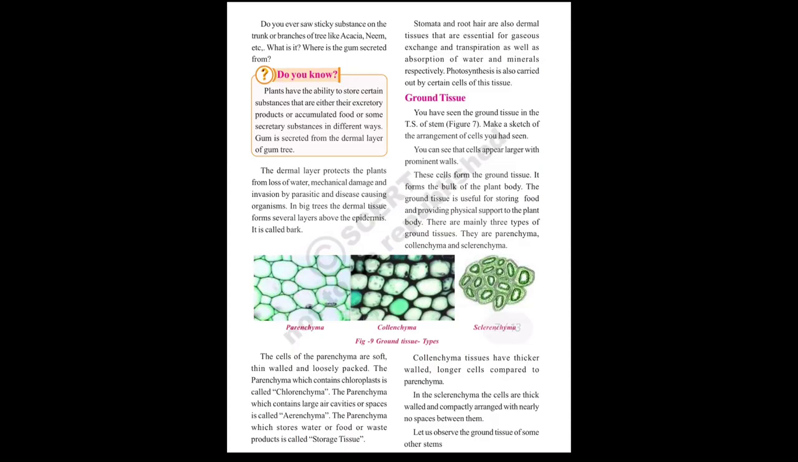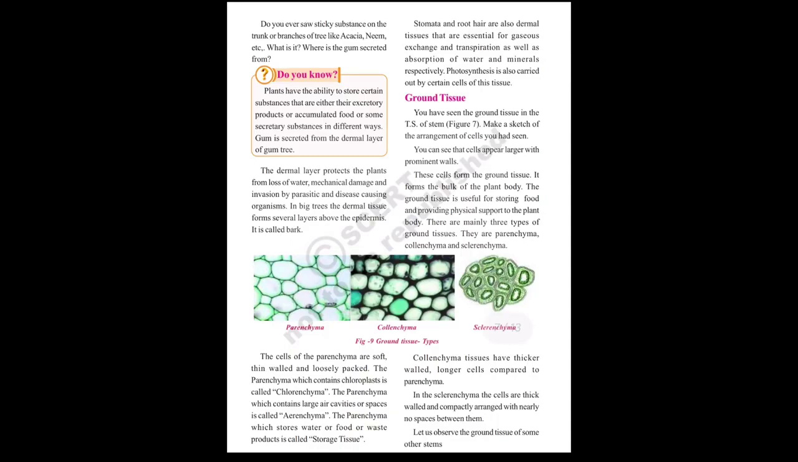Just observe the three diagrams there. First one is parenchyma, second one is collenchyma, third one is sclerenchyma. The parenchyma just looks simple, and there is some space between those cells. In the collenchyma, the cells are thick-walled, and sclerenchyma is also thick-walled, but there is no space between them. Just observe the diagrams in Activity 9 there.